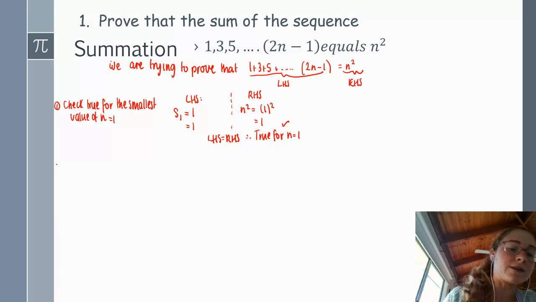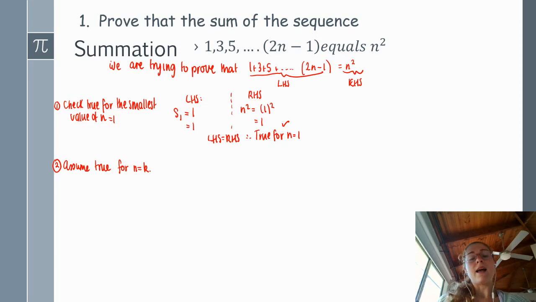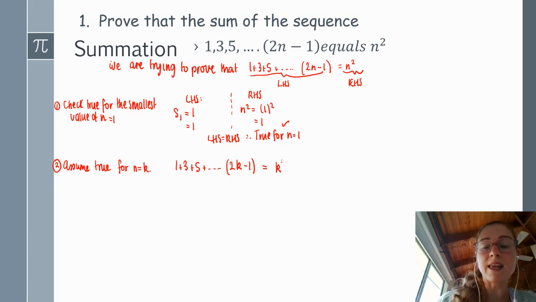So, second step, assume true for a general case. So we call that number n equals k. Then when we do this, we're just going to substitute everywhere you see an n, put a k instead. So we're saying that this is true. 1 plus 3 plus 5 plus all the way to, this time I write k minus 1, is equal to, again, sub the k in, k squared. So I'm going to say this is true.